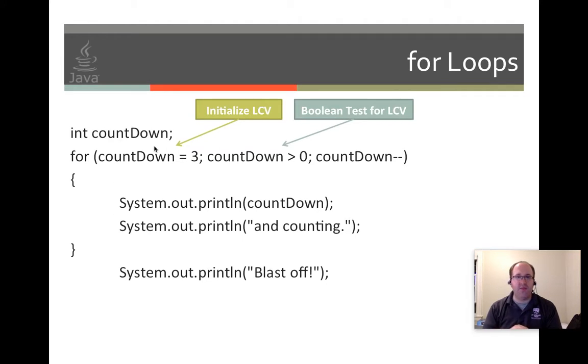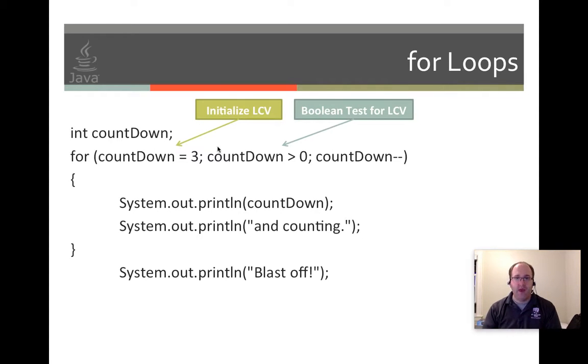Then we have the Boolean test. Here is where we check each time the loop runs: is this statement still true? Is countdown greater than 0? The minute that this statement is no longer true, the loop will end.